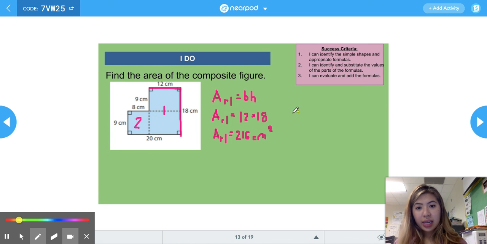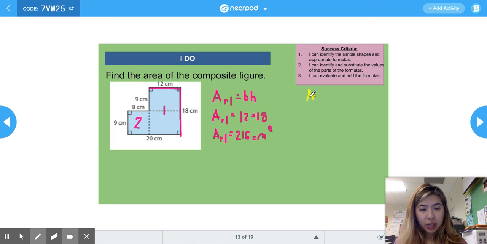Then for the second rectangle, the smaller one on the left, it's the same formula, base times height. And I've simplified it to area of R2 is equal to, the base is going to be 8, and the height is going to be 9. 8 times 9 is 72. And our unit of measurement is centimeters. So our unit for the area is centimeters squared.